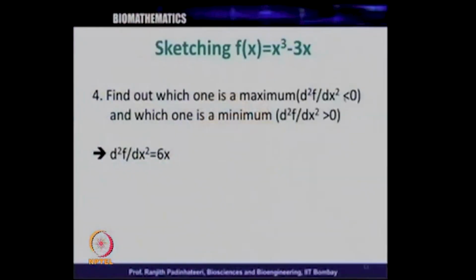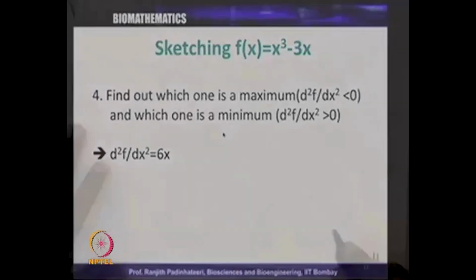The way to find out is to calculate the second derivative d square f by dx square. If it is greater than 0, it is a minimum. If the second derivative is less than 0, it is a maximum. This is what is written here: if d square f by dx square is less than 0, it is a maximum, and it is a minimum if d square f by dx square is greater than 0. So, what we want to find out is d square f by dx square.